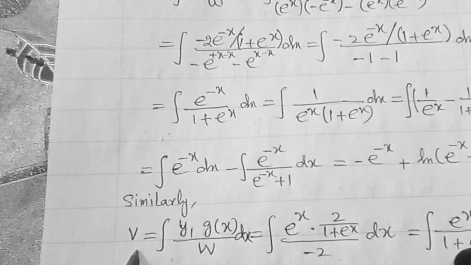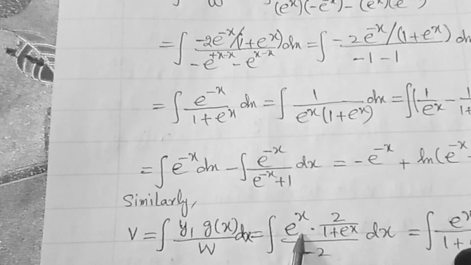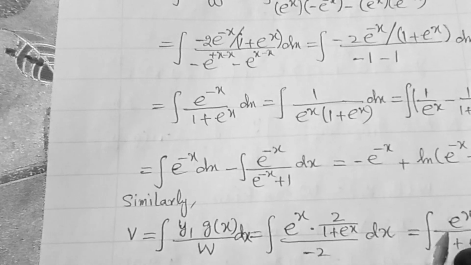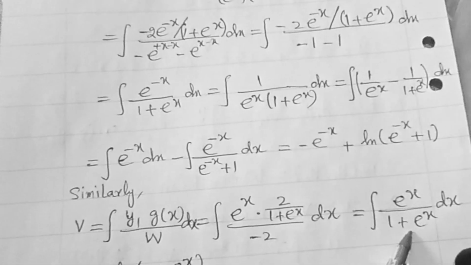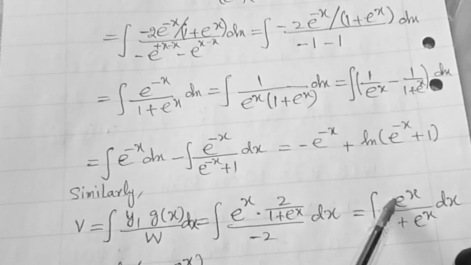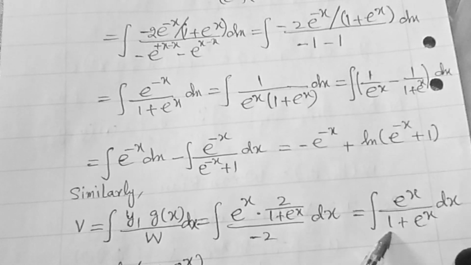Similarly, we find the value of v, that is y1 g of x divided by W into dx. So this is the value of y1, the value of g, and the value of W is minus 2. Again, these will be cancelled out. The remaining term will be exponential x divided by 1 plus exponential x. Here you can see that 1 plus e power x has its derivative in the numerator. When we have a function in the denominator and its derivative in the numerator, the integral can be obtained directly using the log of the function.